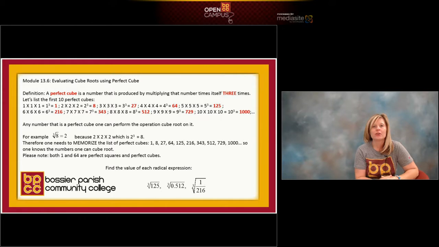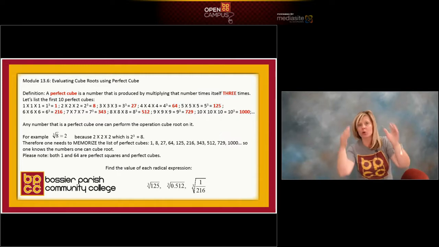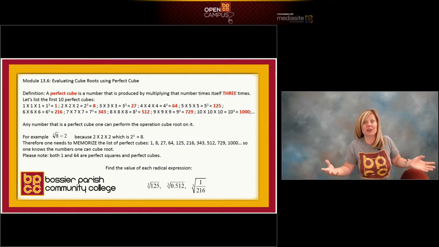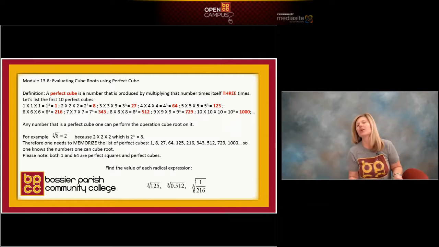Okay, everybody, just like we did with the square root, we understood there were certain numbers we could square root without doing any work, that we could do in our head, and they were called perfect square numbers. There are certain numbers that we can cube root without doing any work, and obviously they're going to be called perfect cube numbers. So the definition says a perfect cube number is a number formed when you multiply the same number 3 times. 3 times, cubing.